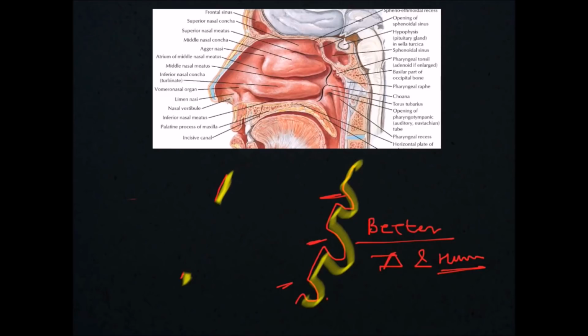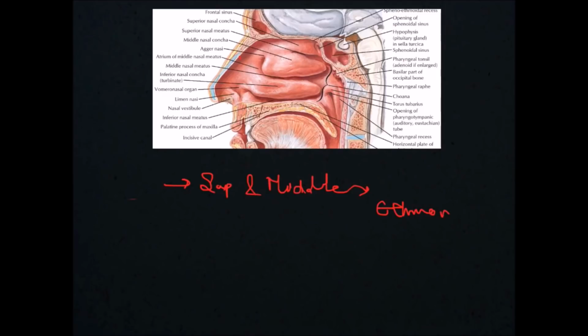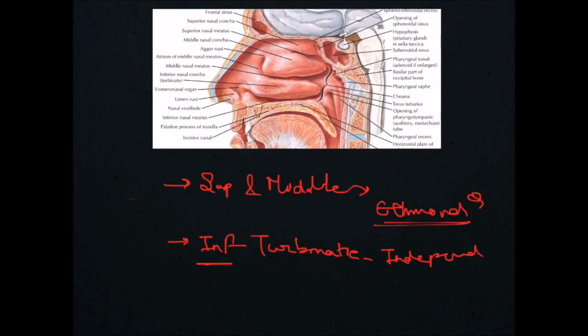From which bone do these 3 bony projections arise? Very simple. The superior and the middle turbinate are part of the ethmoid bone. We are going to see the ethmoid bone in detail. First, just keep in mind that they are part of the ethmoid bone. And the inferior turbinate, a very important question: the inferior turbinate is not a part of any bone. It's an independent bone. So please keep this in mind.